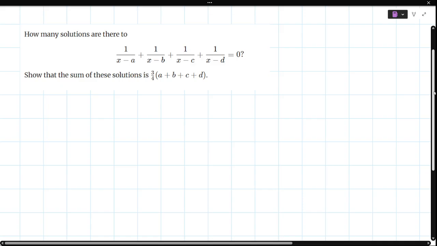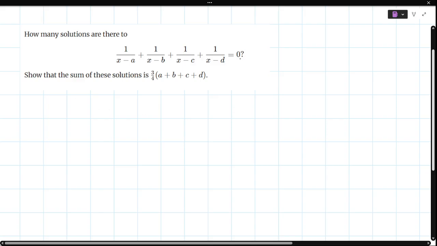So the question is, how many solutions are there to 1 over x minus a plus 1 over x minus b plus 1 over x minus c plus 1 over x minus d is equal to 0? And then the next part of the question is to show that the sum of the solutions is 3 over 4 times (a plus b plus c plus d).